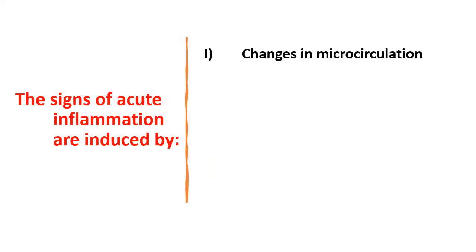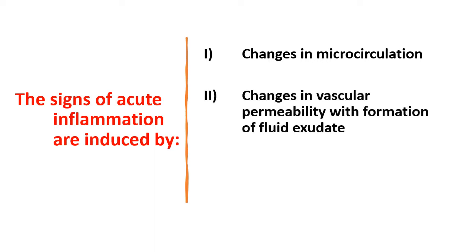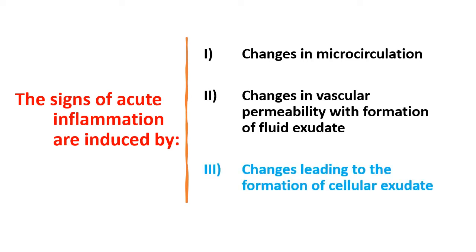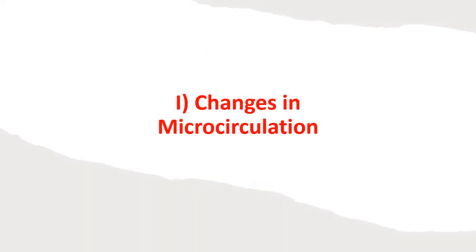All these signs are caused by changes in the microcirculation, changes in the vascular permeability with formation of fluid exudate, and the changes leading to the formation of cellular exudate. In this episode, we'll discuss the first 2 points, while the third point will be discussed in a separate video. Let's begin with the changes in the microcirculation by defining what is the microcirculation and what is microvasculature.